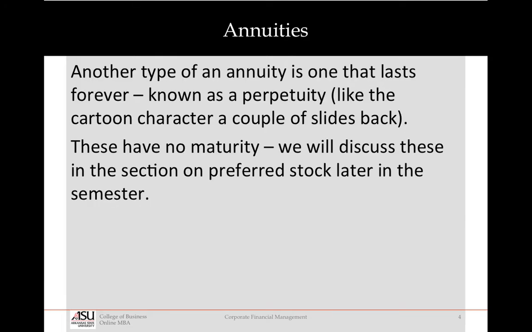There's one more type of an annuity, and that's a perpetuity, and that's an annuity that lasts forever. They have no maturity. They just keep paying $20 a year every year from now until the end of time. We'll talk about these a little bit later. Basically, preferred stock is what a perpetuity is. Preferred stock pays a dividend the same amount every year until the end of time or until the company no longer exists. So those are really the basics of business finance.